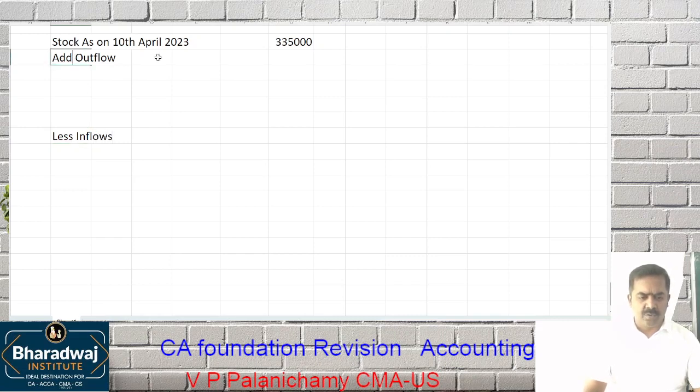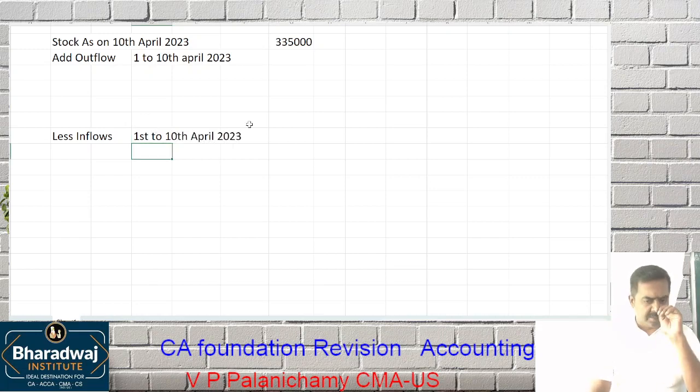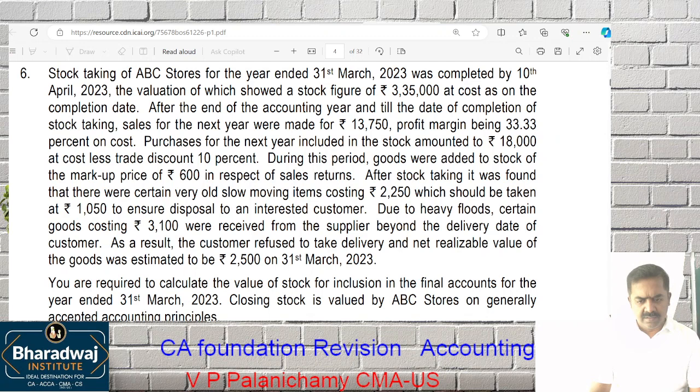And outflow from 1st April to 10th April 2023. Don't copy it, wait. Inflows also from 1st to what? 10th April 2023 you will eliminate. Wait. So look at this. What is the sales made? 13,750. What is the profit margin? 33.33%.